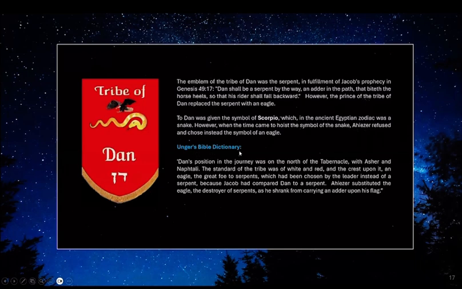And then in Unger's Bible Dictionary, we read: Dan's position in the journey was on the north of the tabernacle with Asher and Naphtali. The standard of the tribe was of white and red. That's why I have white and red, by the way. And the crest upon it, an eagle, the great foe to serpents, which had been chosen by the leader instead of the serpent, because Jacob had compared Dan to a serpent. Ahiezer substituted the eagle, the destroyer of serpents, as he shrank from carrying an adder upon his flag.